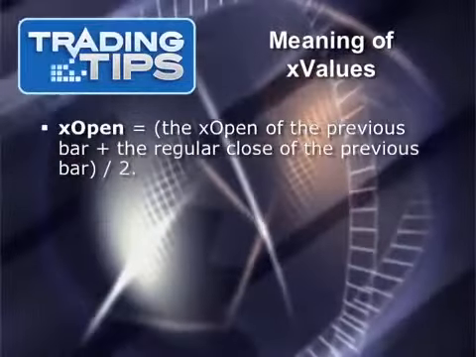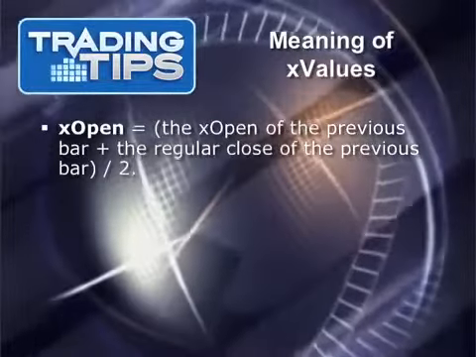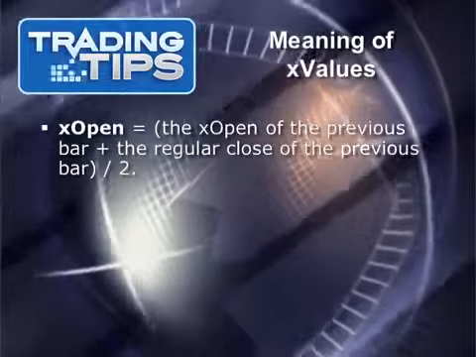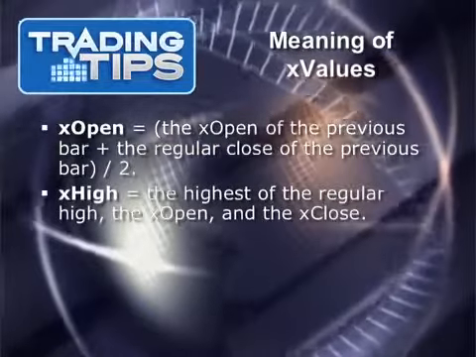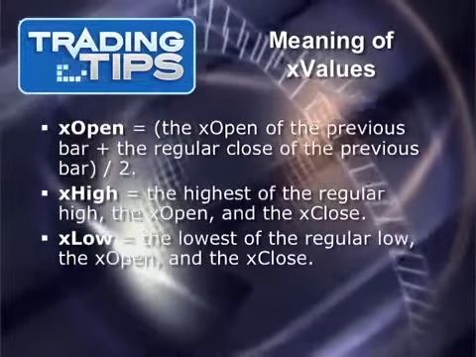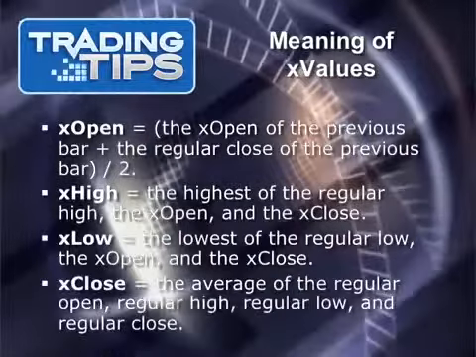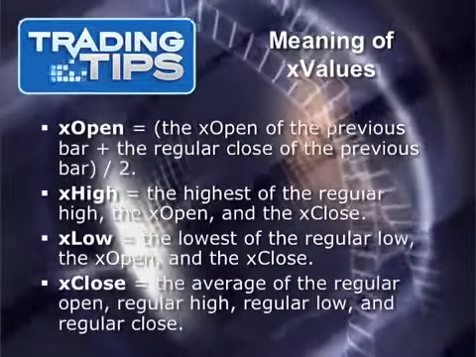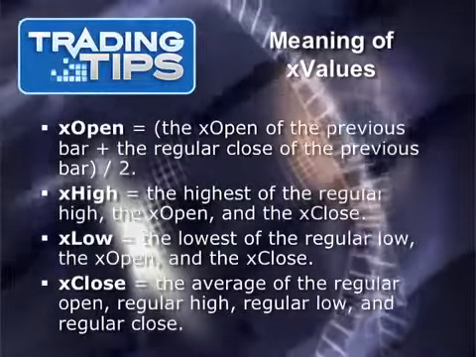Well, there's X open, and that is the X open of the previous bar plus the regular close of the previous bar divided by 2. You have X high, which is the highest of the regular high, the X open, and the X close. You have X low, which is the lowest of the regular low, the X open, and the X close. And you have X close, which is the average of the regular open, the regular high, the regular low, and the regular close.